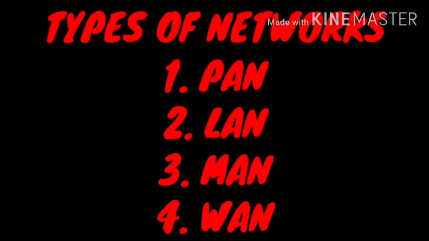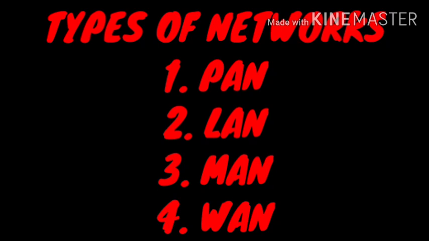Now we are moving to the next topic, that is types of network. Mainly there are four types of network commonly used in the computer networking field. They are PAN, that is personal area network, LAN, local area network, WAN, wide area network, and MAN, metropolitan area network. Now let's discuss every one in detail. First one, personal area network. The type of network which we use in our house is known as personal area network. Normally we connect a lot of our electronic gadgets to this network.